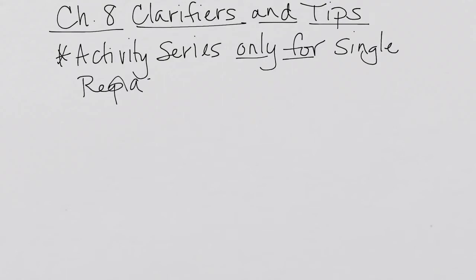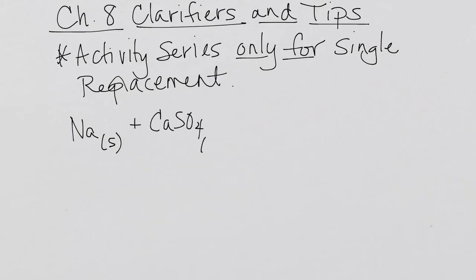So it's to determine whether a reaction can occur or not. And what you use it for is, if you have, let's say, sodium metal. And remember, sodium metal is going to be the state of matter S for solid. And then you had, let's say, some aqueous calcium sulfate. Okay, and you wanted to know whether this reaction occurs or not. Does it occur? And if it does, predict the products.